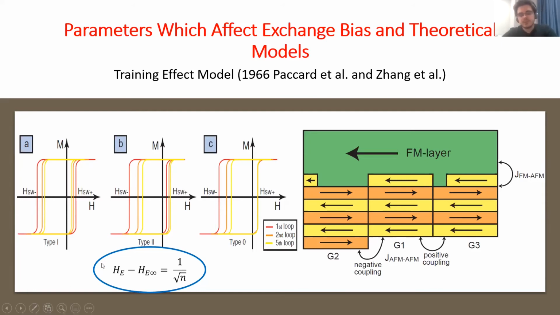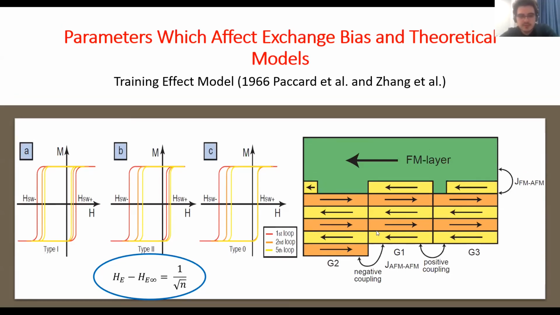The experimentally observed characteristics of the training effect can be shown in this simple equation: the change in the exchange field is proportional to 1 over the square root of n, where n is the consecutive loop number. And this is the explanation of the theoretical model.